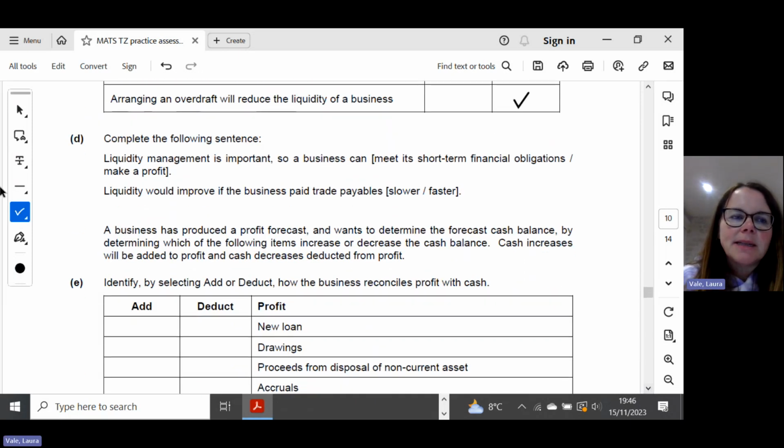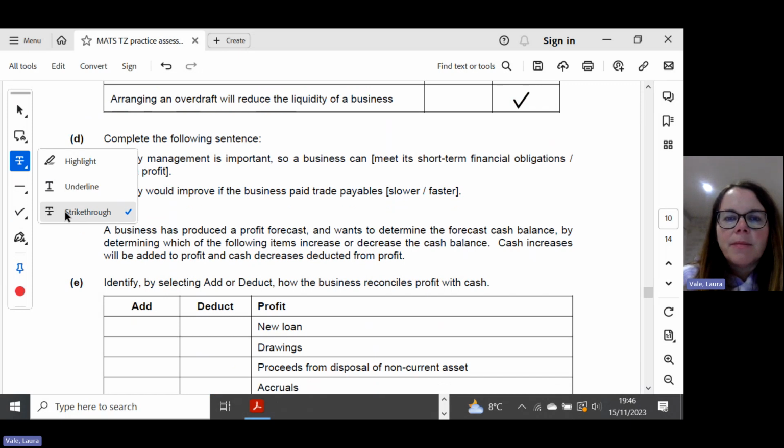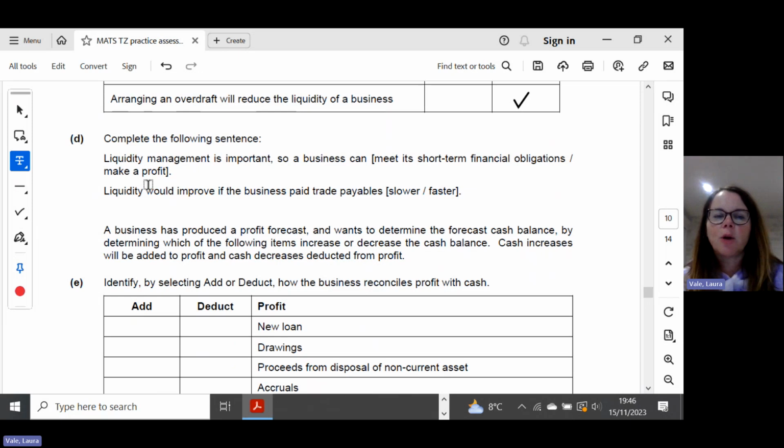Liquidity management is important. So a business can... Right, so liquidity management is all about meeting obligations, paying your debts as they fall due. So be that first one. Liquidity would improve if the business paid trade payables. If you pay them slower, you keep hold of the money for longer. You might upset them, but it would improve your liquidity.